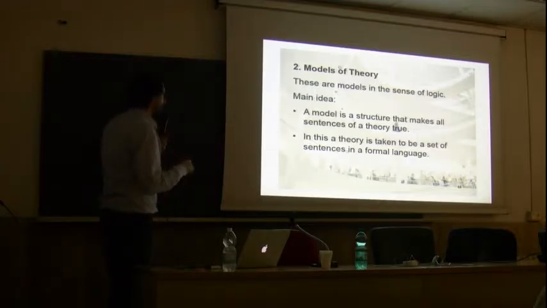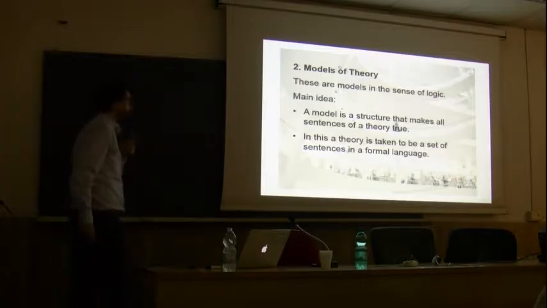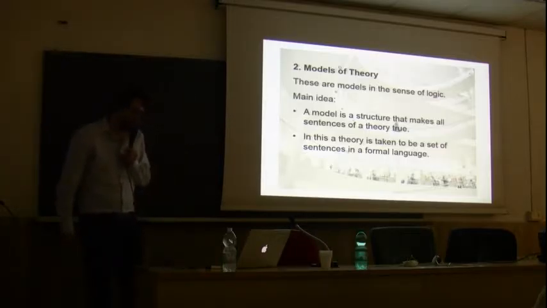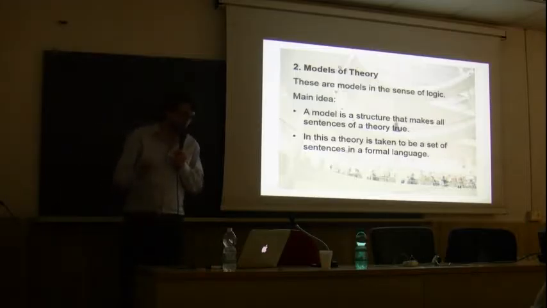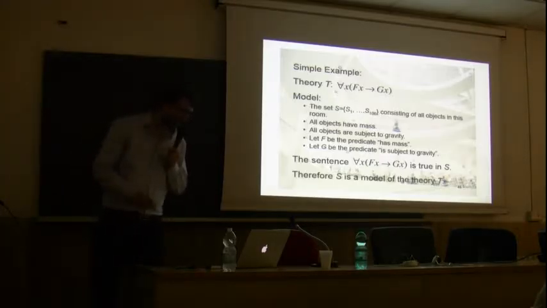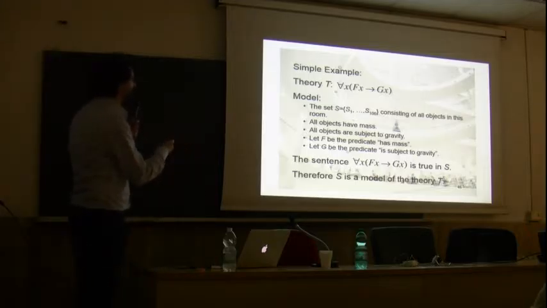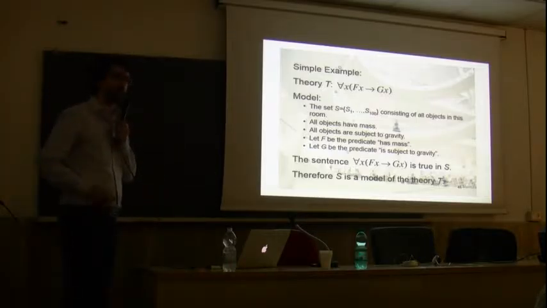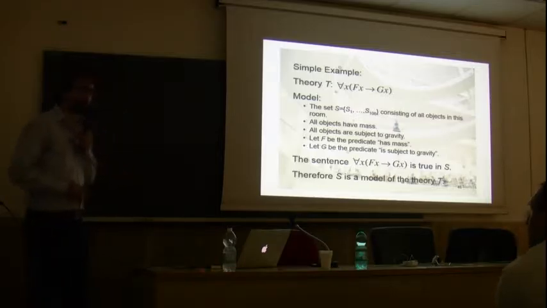The main idea here is that if you say a model is a model of a theory, the model is a structure that makes all the sentences of a theory true. That's the main idea. And the theory is taken to be a set of sentences in a formal language, usually in the case of logic. Let me give you a simple example that may sound a bit abstract. Say my theory T is very simple. My theory T says that for all x, if x has property f, then x has property g. That is my theory.